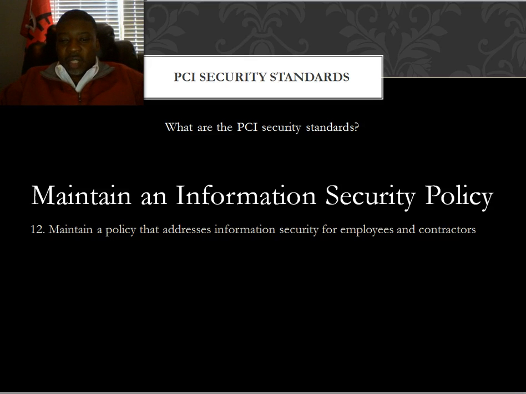Maintain a policy that addresses information security for employees and contractors. You basically want to make sure that you have written out policies that your employees and contractors view and sign off on, saying that they're going to adhere to doing certain things a certain way to protect the sensitive data. For instance, they're going to use certain amounts of passwords. For instance, they're not going to put sensitive information in the cloud or on public access social media platforms. So those are like policies. And then you have standards and guidelines, but this is referring to overarching policies.